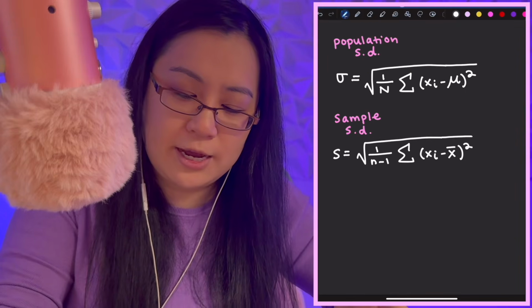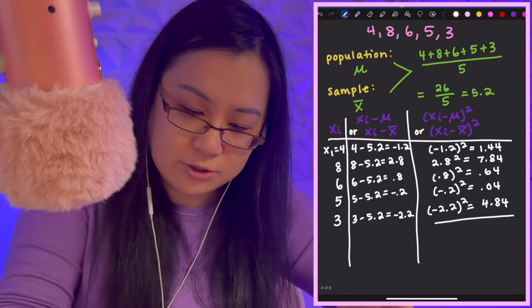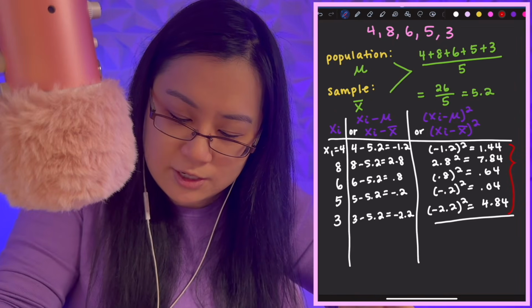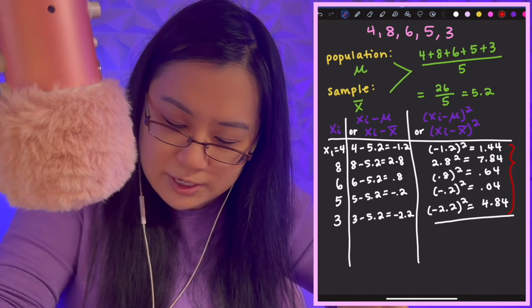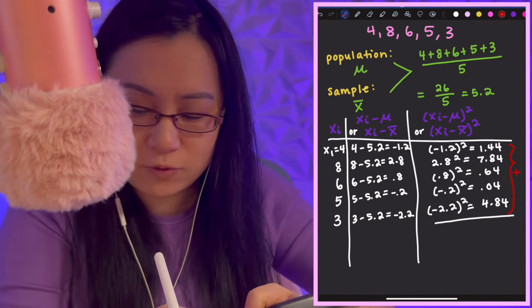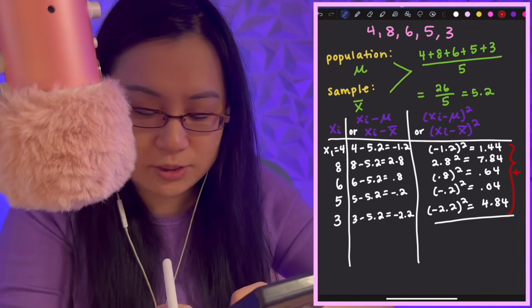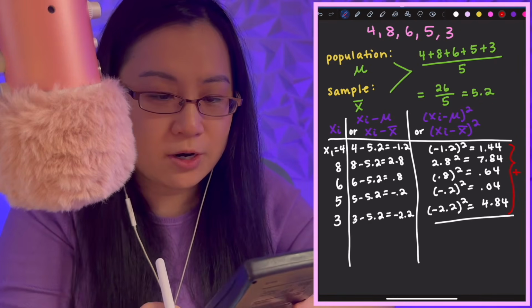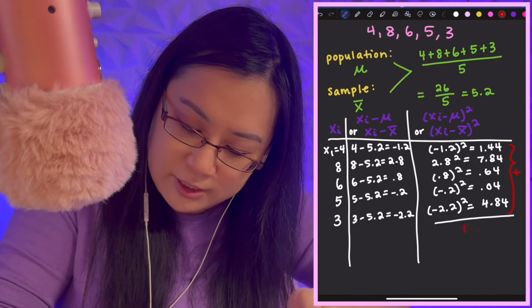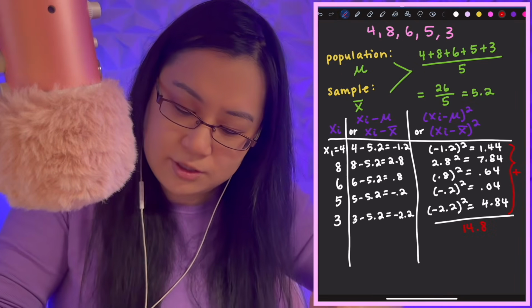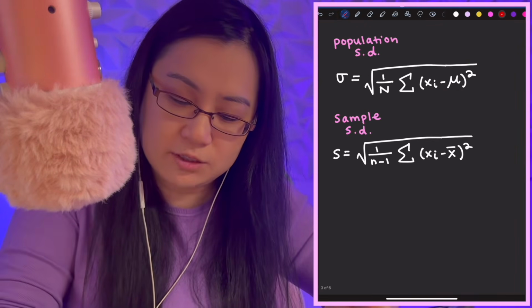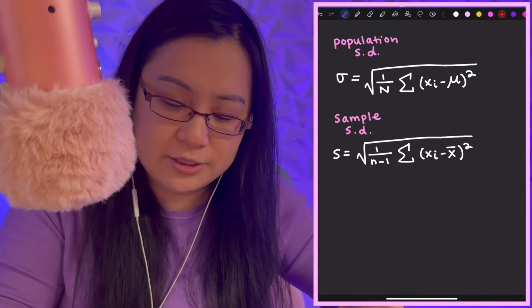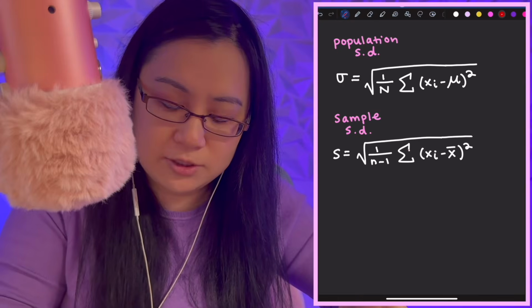So now we add them together. Just trusting this step by step, we go ahead and take all of these and add them all together. 1.44 plus 7.84 plus 0.64 plus 0.04 plus 4.84 is 14.8. Okay, so the sum is 14.8, and it's the same for both of them, like we said, with the slight notation difference. The formula part is still the same.